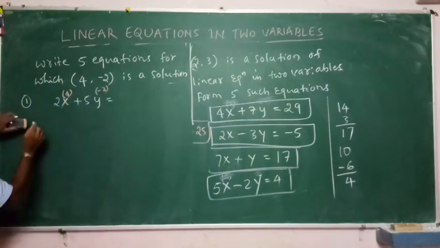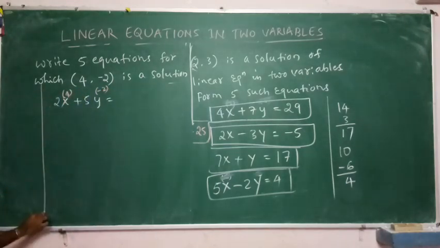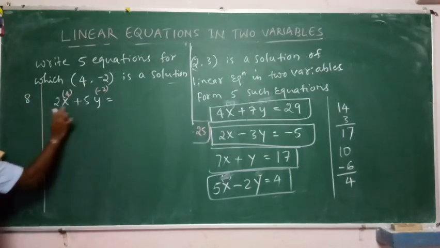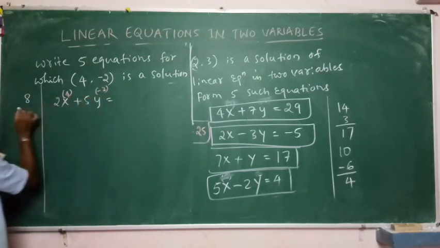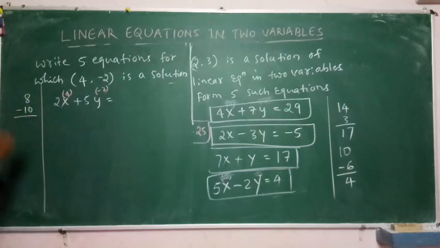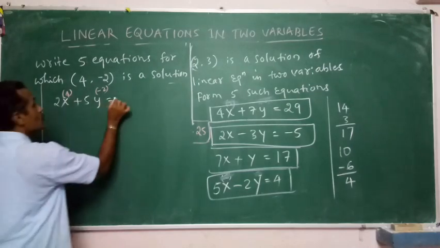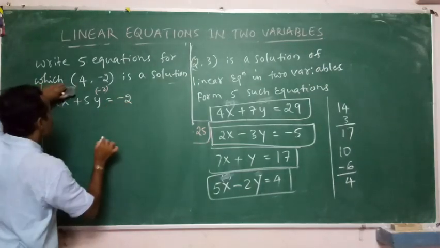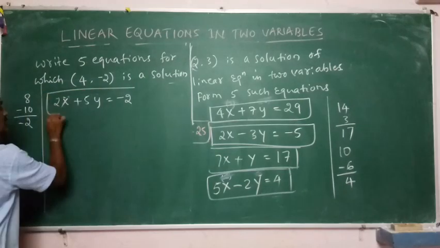Let me make my calculation here only. 2 4s are 8. 5 into minus 2 is minus 10. What is the answer? 10 minus 8 is 2. Bigger number sign is negative. Minus 2. This is my first equation.